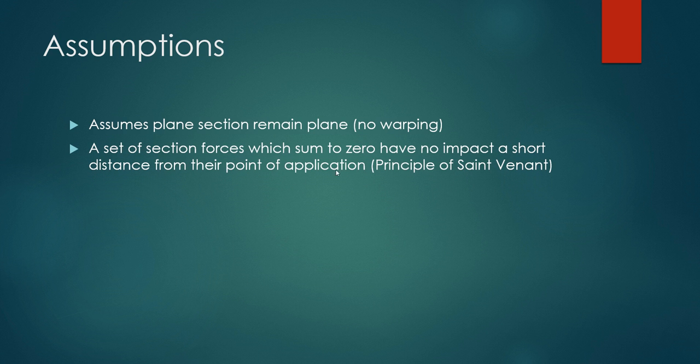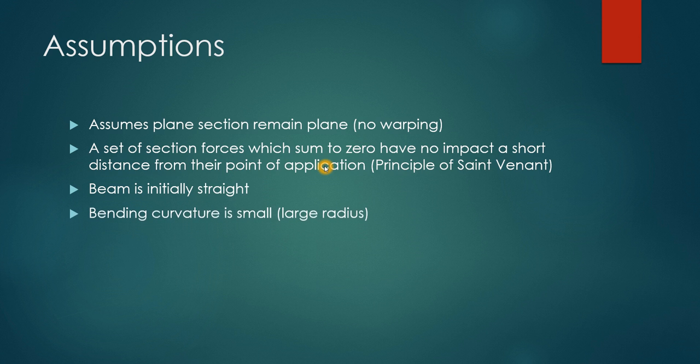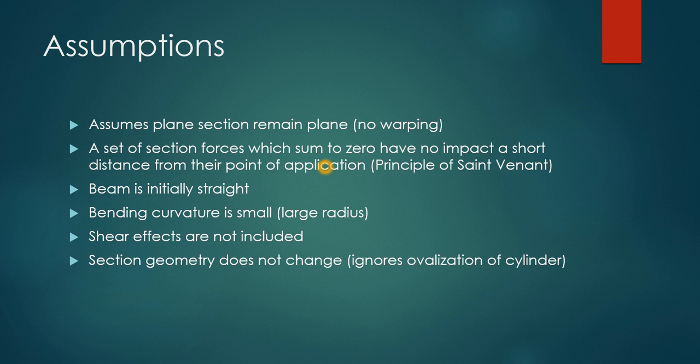St. Venant's principle, which is that a set of axial forces which sum to zero will have no axial force a short distance down from the point of application. That the beam is initially straight, that the curvature is small, there's no shear effects included, and the section geometry does not change. For instance, it doesn't account for ovalization of a circular cylinder.